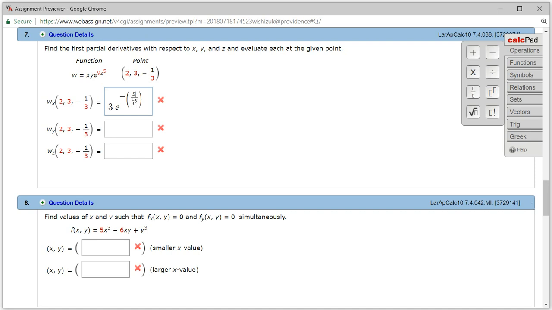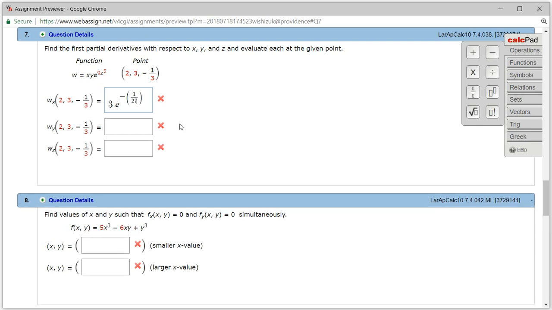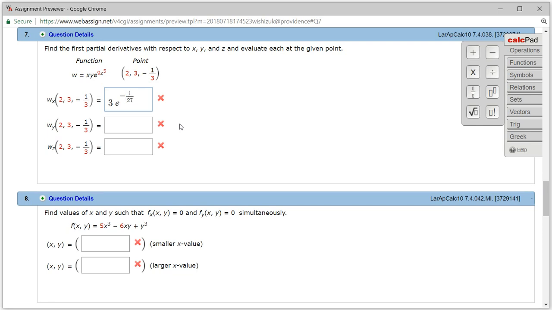9 is 3 squared, so we can cancel that, and I'm going to reduce that to a cube, which is going to be 1 over 27. So I'm going to put 27 there, and I don't need the parentheses here. So you have 3e to the negative 1 over 27 power. That's the partial with respect to x.